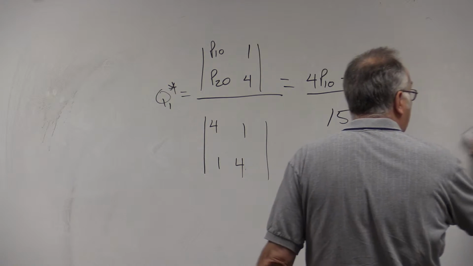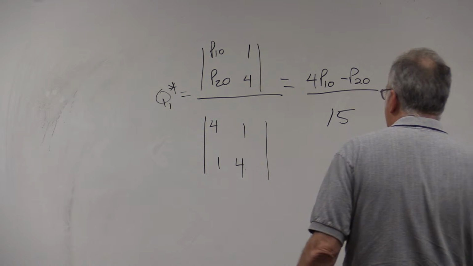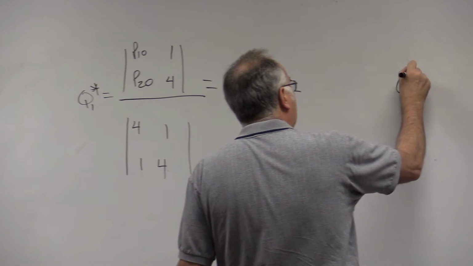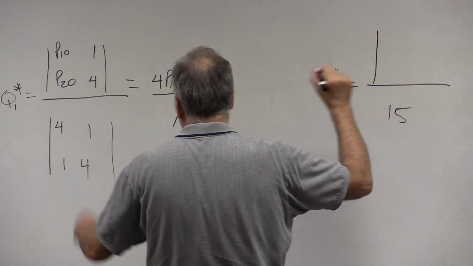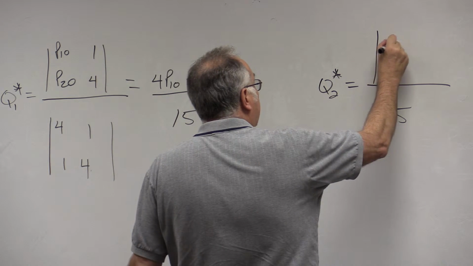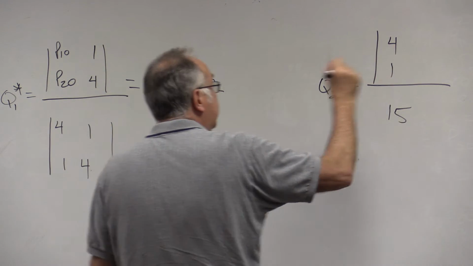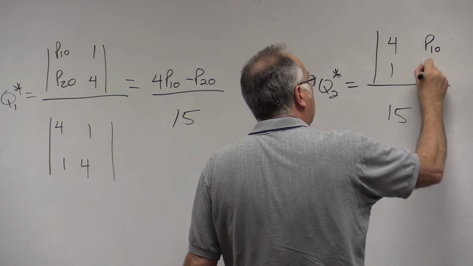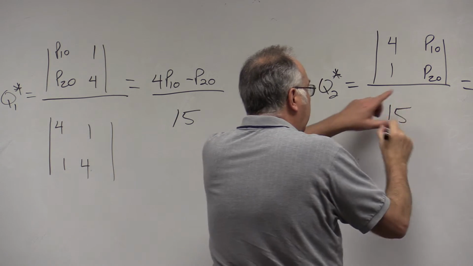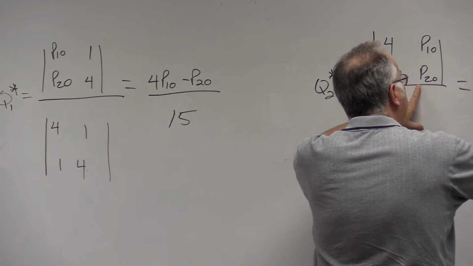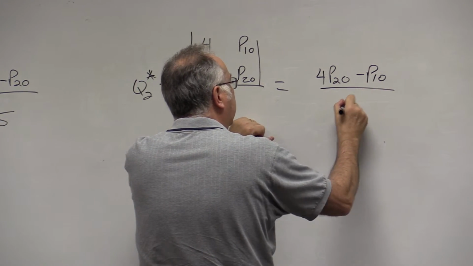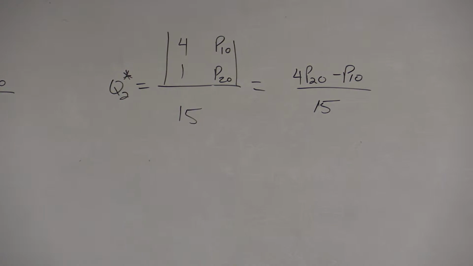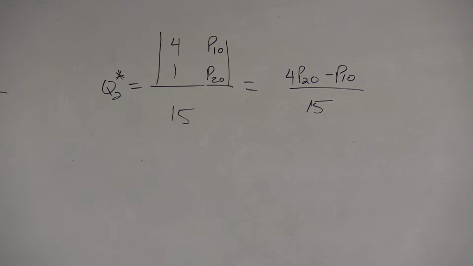Our value for Q2 star would be as follows. Again, this is going to be a 15 down here. Up here, it would be 4, 1, P10, P20. So we would get 4 P20 minus P10, all over 15. Okay, that would be our optimal value for Q2. That would give us the absolute maximum profit.